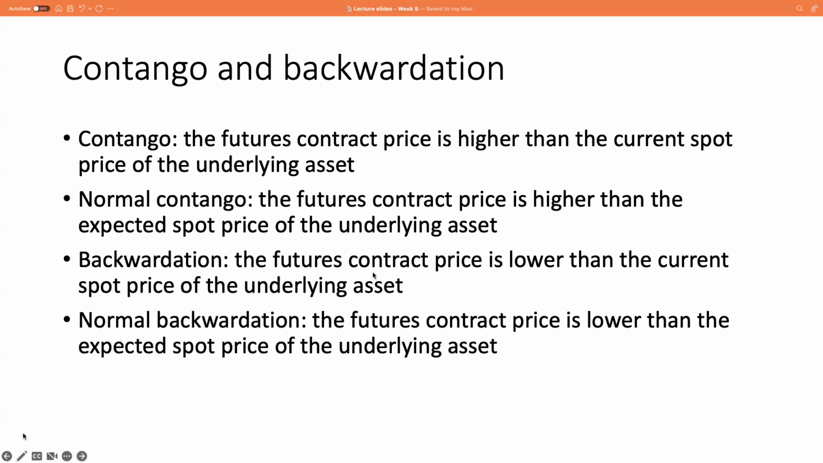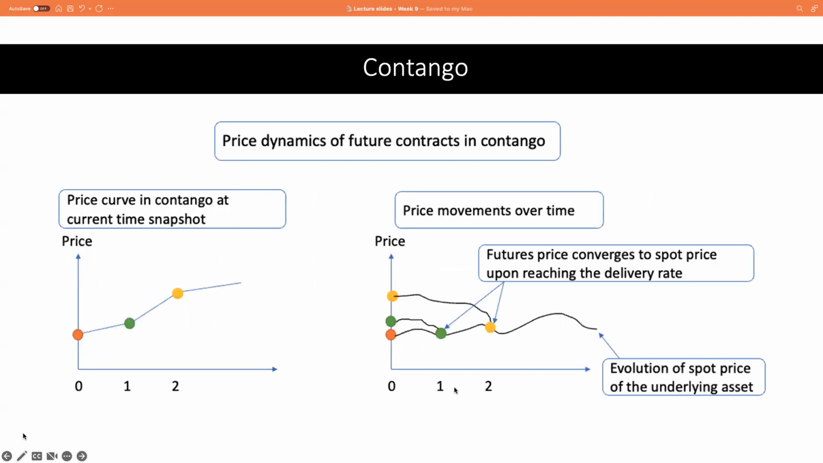Backwardation means the other way around. So the futures contract price is lower than the current spot price of the underlying assets, due to a sort of bearish perspective on the future asset price. And normal backwardation means that the futures contract price is lower than the expected spot price of the underlying assets, right? So let's look at two examples.